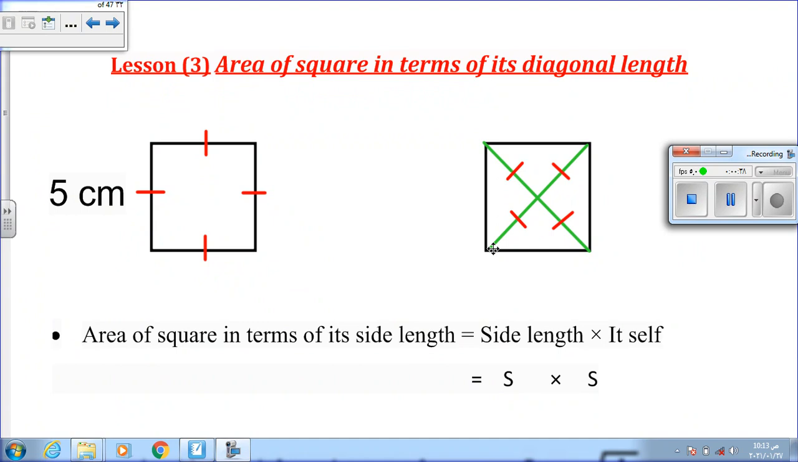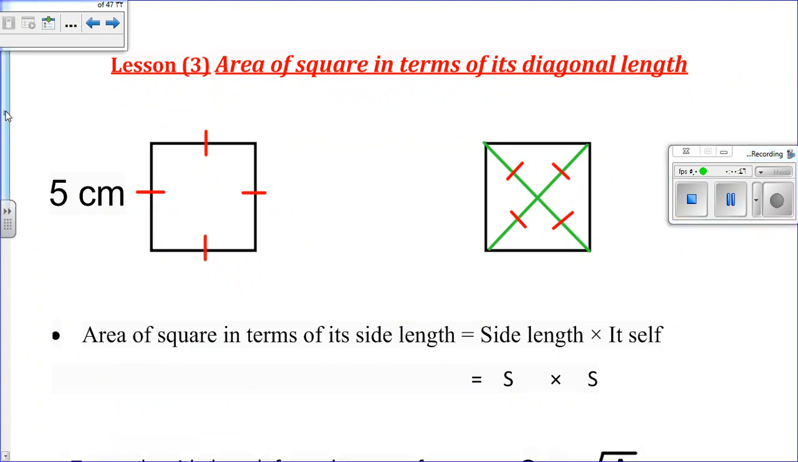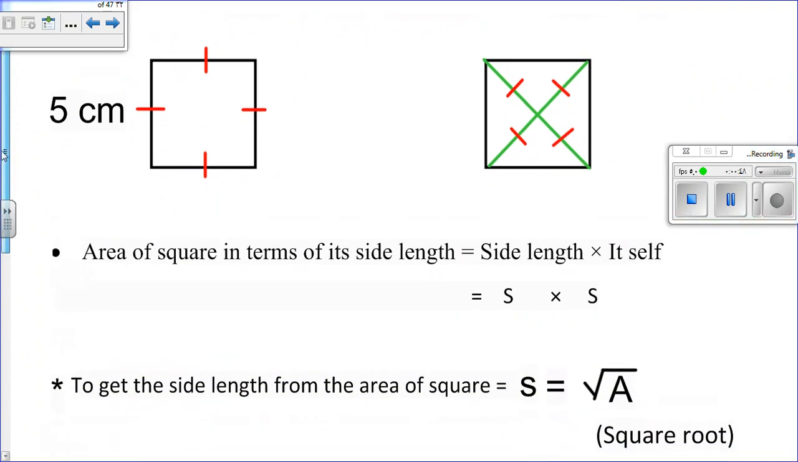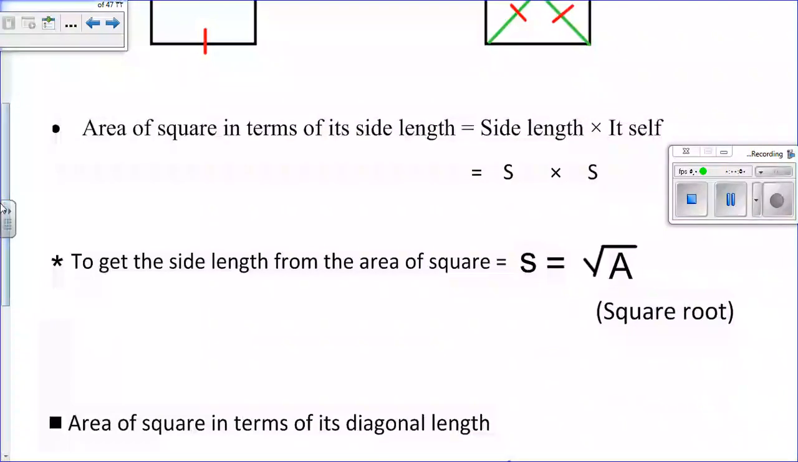Let's remember together the old rule to get the area of a square. Area of a square in terms of its side length equals side length by itself. Side by side, S by S. Of course you remember it. To get the side length of the square when you have the area, side S equals square root of A, square root of the area. You can use a calculator to get the answer.